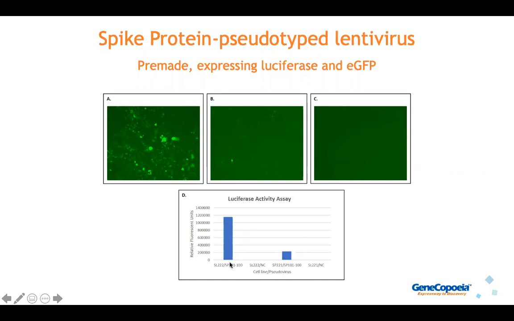And when we do luciferase activity, shown down here in panel D, we see that the cell line that expresses just ACE2 gives about 20,000 relative fluorescent units, but we get about a 5 to 6-fold increase in RFU activity when the cells are expressing both ACE2 and TMPRSS2. And these two are negative controls that are not expressing either protein.